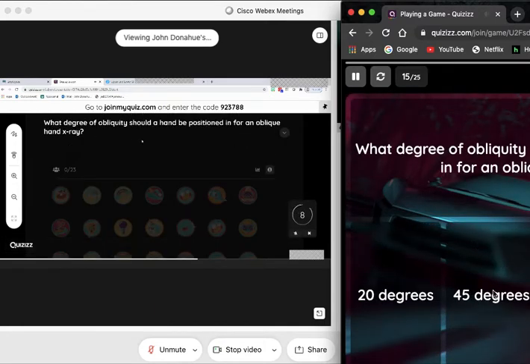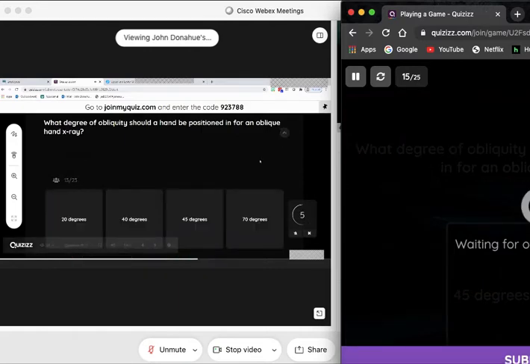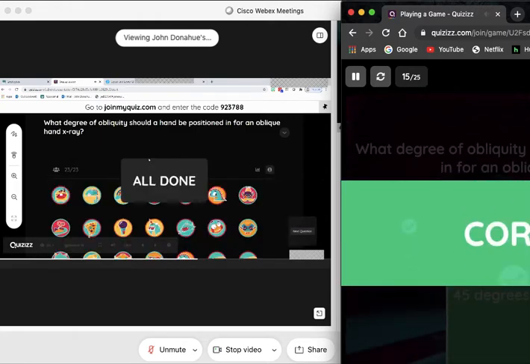What degree of obliquity should a hand be positioned in for an oblique hand X-ray? That is going to be 45-degree oblique.